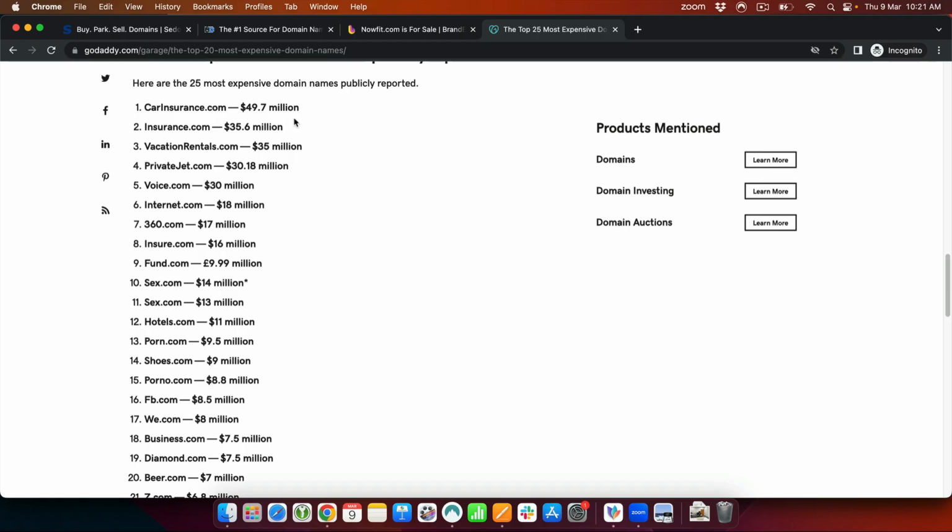So domain names can be so much valuable. You can also search for top domain name sales in history and top 25 most expensive domain names. So let's just have a look at this. Carinsurance.com was sold for 49 million. Insurance.com was for 35 million. Oh my God. So one fine morning, if somebody comes and offers to buy my domain name, and say I'm just doing a job and somebody offers me $5 million, I'll be rich overnight.